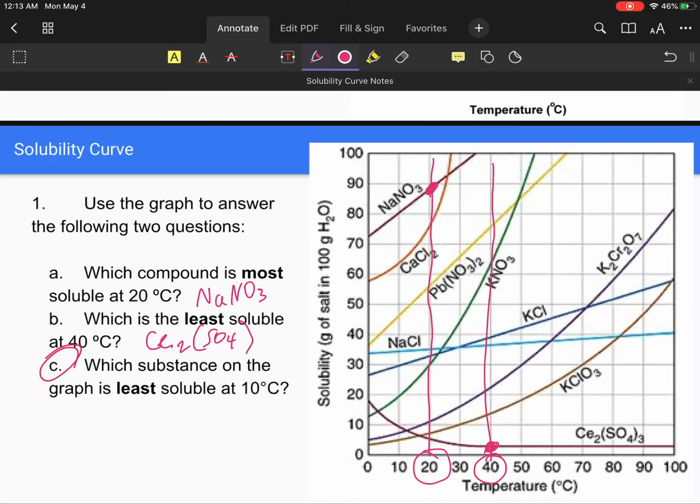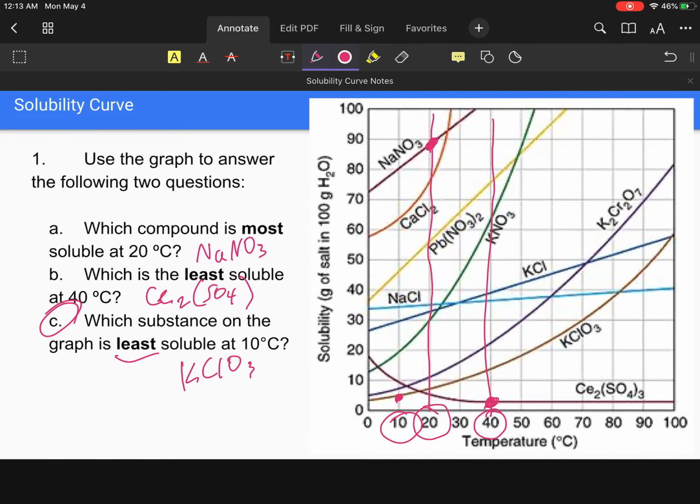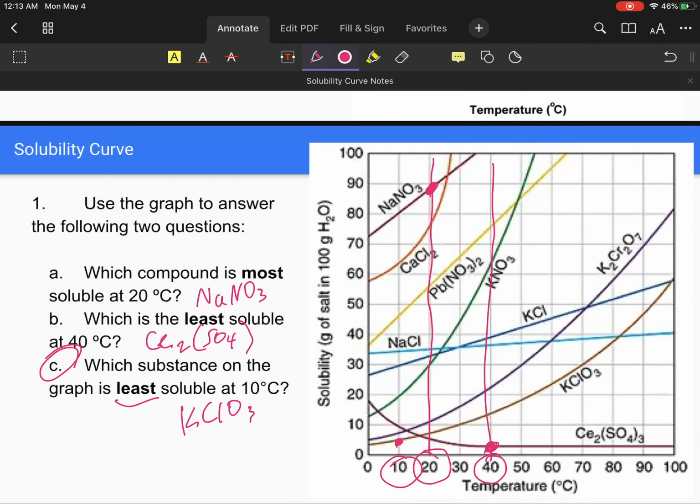Okay, let's see if you can do this one, right? Least soluble, 10 degrees Celsius. So here's 10 degrees. Least soluble means the lowest, right? That means I can dissolve the smallest amount. This is the smallest line. Potassium chlorate. Okay, so hopefully that helped walk you through. You do have a couple, I think two of these, on your homework module, to give you just a little bit of practice doing that.